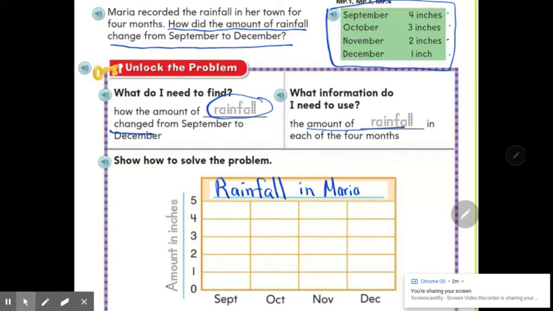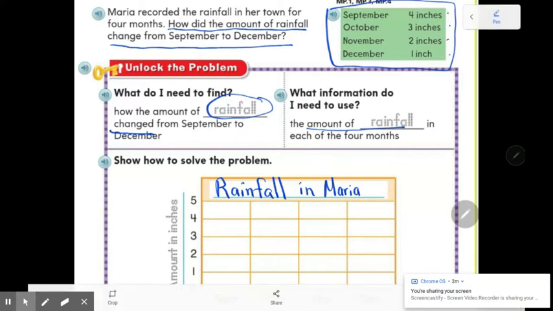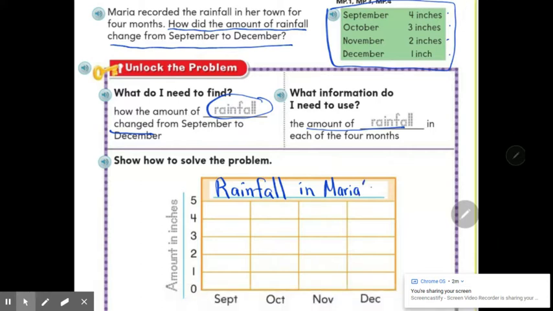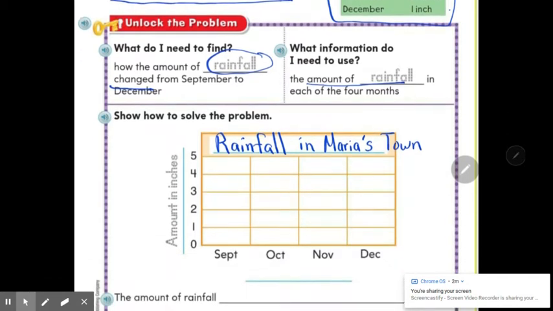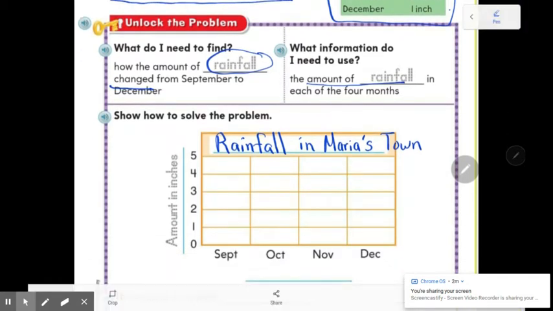Now, because the town is where Maria lives, it is a possessive noun. Now, I want you to pay attention that I had to capitalize some of those words because it is a title. It is a title of the bar graph. So it's important that you write it in capital letters.